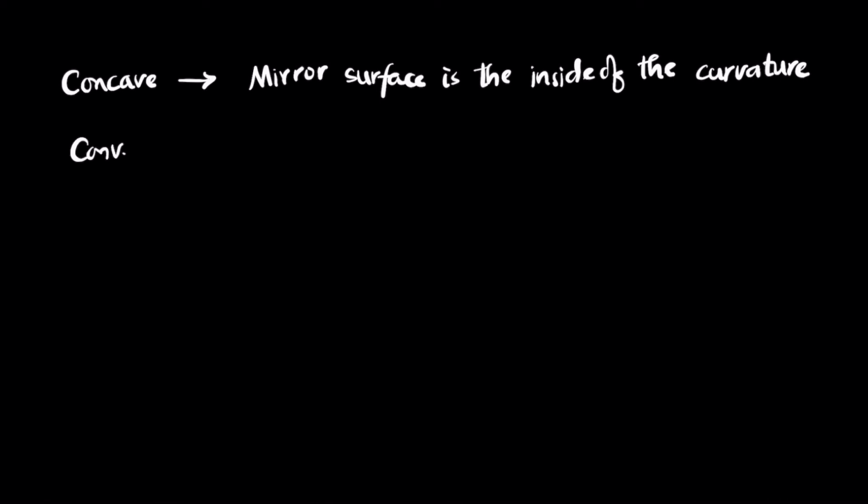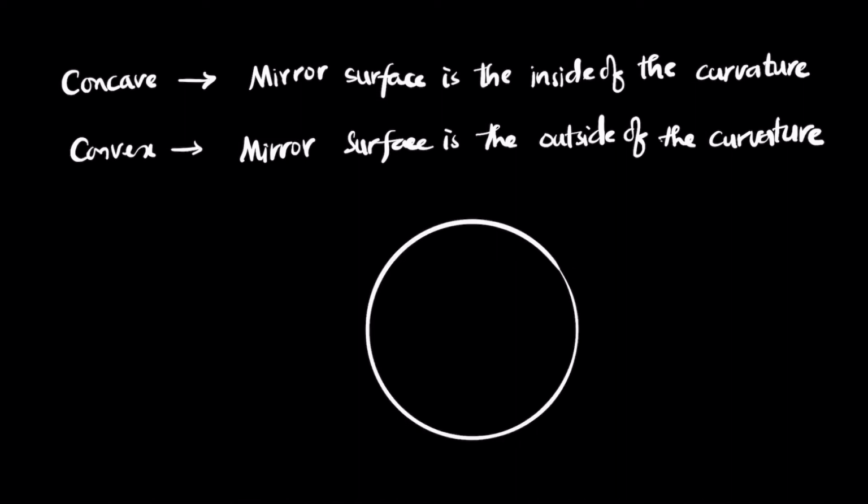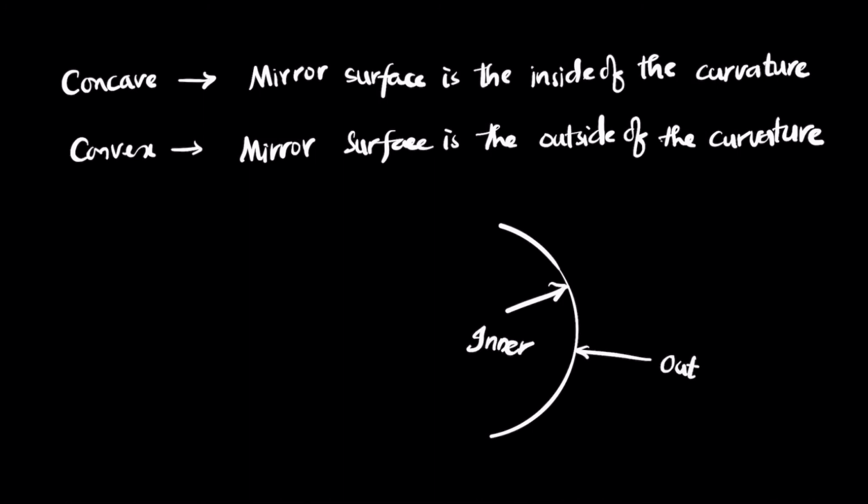In a convex mirror, the mirror surface is the outside of the curvature, provided that we consider that in a mirror surface, this here is the inner surface, this here is the outer surface.